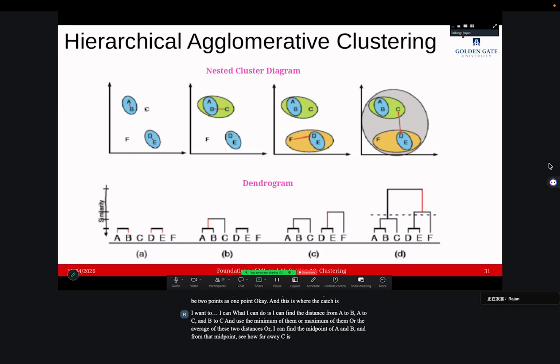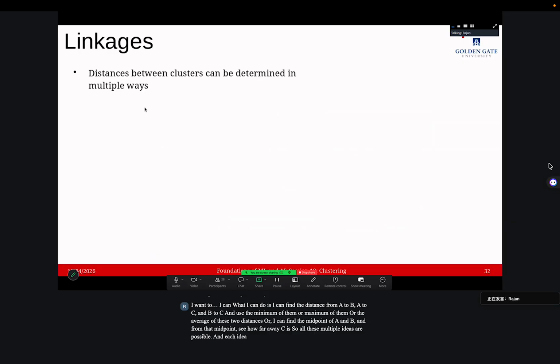Right? So all these multiple ideas are possible. Each idea has its own name and application, but we'll see there is a much better idea than any one of these. So the distance between the clusters can be defined in multiple ways.